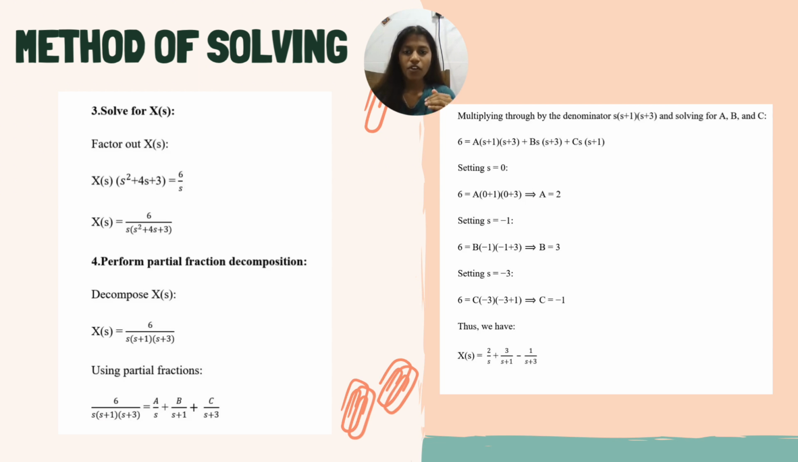Then we will perform partial fraction decomposition. We have to decompose X(s), where the expression becomes 6 over s(s + 1)(s + 3). By using partial fractions, we have to find the values of A, B and C. Hence, A is 2, B is negative 3 and C is negative 1. So the X(s) solution becomes 2 over s plus 3 over s plus 1 minus 1 over s plus 3.